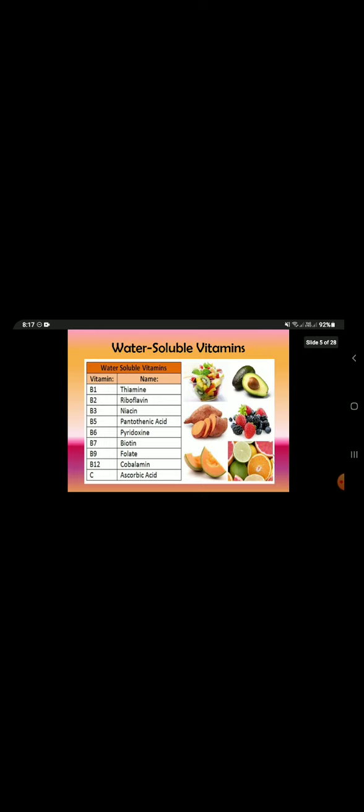Water soluble vitamins. Water soluble vitamins, as the name indicates, are easily soluble in water. And it includes vitamin B1, B2, B3, B5, B6, B7, B9, B12, and C. B1 named as thiamine, B2 named as riboflavin, B3 named as niacin, B5 named as pantothenic acid, B6 named as pyridoxine, B7 named as biotin, B9 as folate, B12 as cobalamin, and C as ascorbic acid.